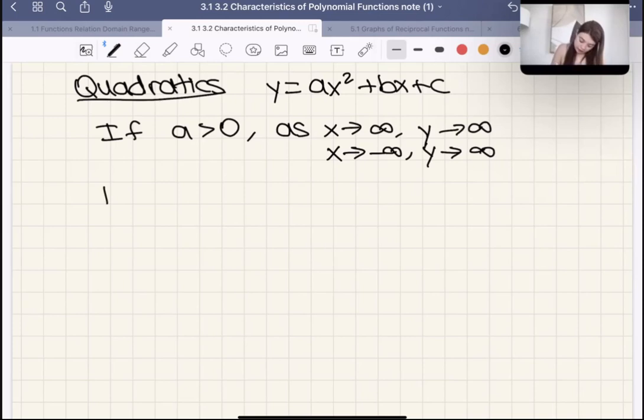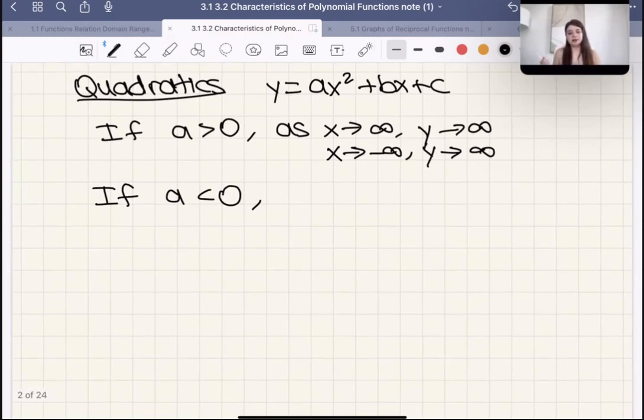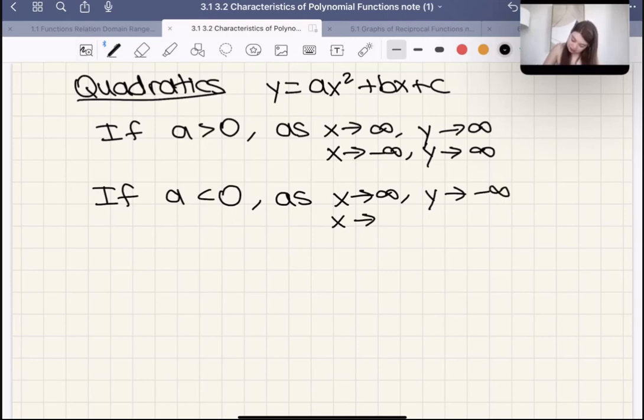Now, what do we know also? We know that if a is less than 0, if we have a negative a value, that means the parabola opens down. Which means that as x approaches infinity, y approaches negative infinity, and as x approaches negative infinity, y still approaches negative infinity. So either way, whether we're going far left or far right, we're just going further and further down.